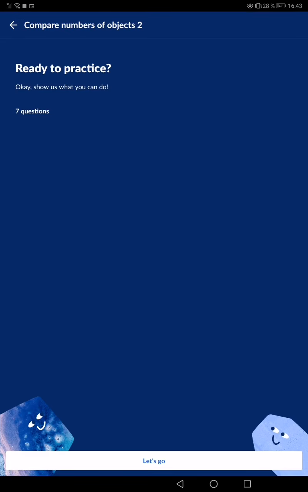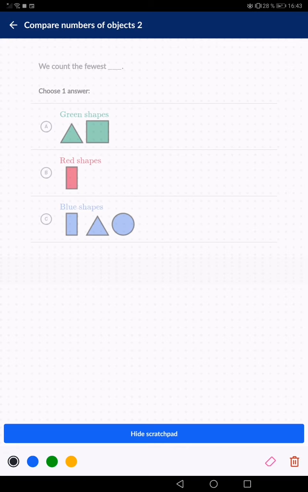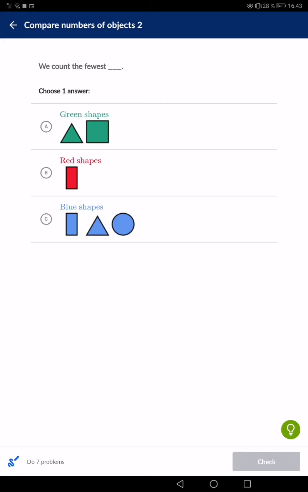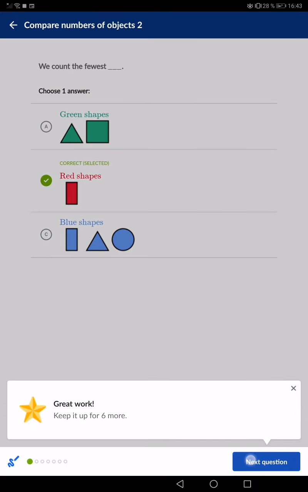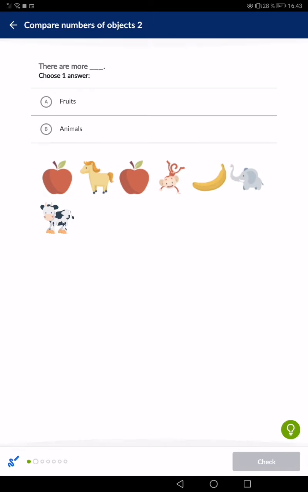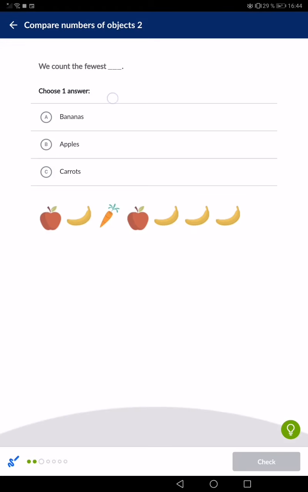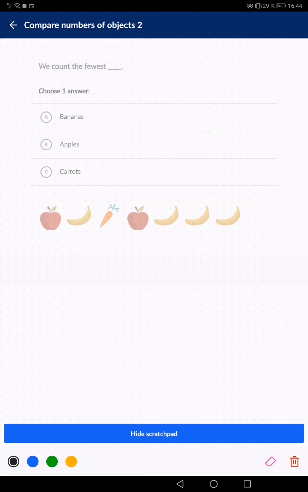I feel like this makes sense now again, because we count, oh no, it does not. Well, whatever. We count the fewest red shapes. What is it? We count the fewest red shapes, right? There are more fruits or animals. There are more animals. Yes. We count the fewest. What do we count the fewest? Carrots. It's just 1 carrot.